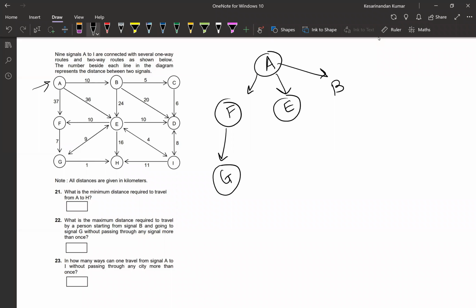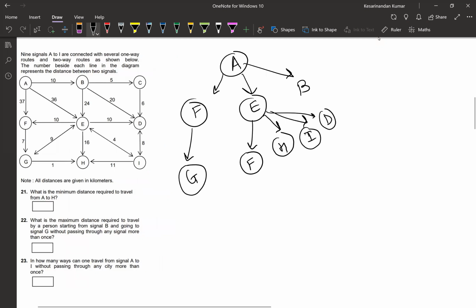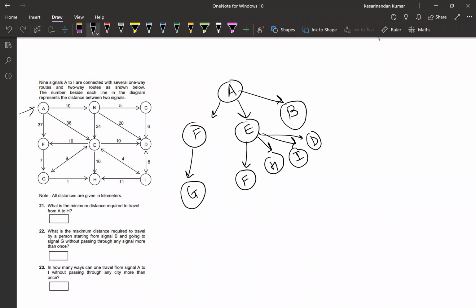No, I cannot. From E, which all locations can I go? I can go to F. Apart from it, can I go anywhere else? Yes, I can go to H, I can go to I, and I can go to D as well. From B, can I go to any other position? Yes, I can. I can go to C and I can go to D.